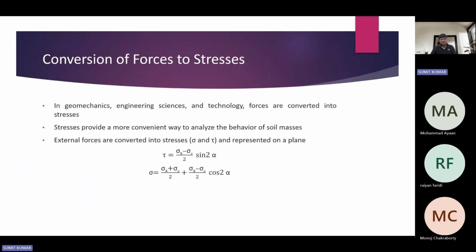and explain the things which are coming ahead associated with the conversion of forces to stress. So in geomechanics, geotechnical engineering, the forces are converted into stress, and the stress provides a more convenient way to analyze the behavior of soil. The external forces are converted into stress as sigma and tau and are represented on a plane. So the tau is sigma x minus sigma z upon 2 into sine 2 alpha, while sigma is sigma x plus sigma z by 2 plus sigma x minus sigma z by 2 into cos 2 alpha.